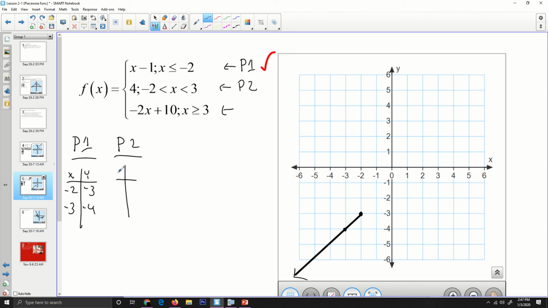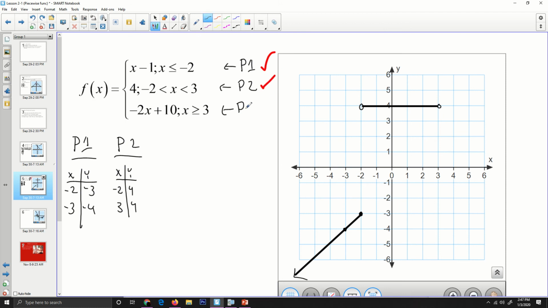And in this case, I'm going to do x, y, and the equation y equals 4. This is a constant, and since it's a constant, that's going to mean it's a horizontal line, and it's going to be a horizontal line from -2 to +3. But because it's a less than symbol and a less than symbol, I'm going to have open dots. So when x equals -2, I'm going to get 4, and when x equals 3, I'm going to get 4. So at -2, 4, I have an open circle, and at +3, 4, I'm going to have an open circle. And I'm just going to connect the dots there. And then that is done with piece 2.